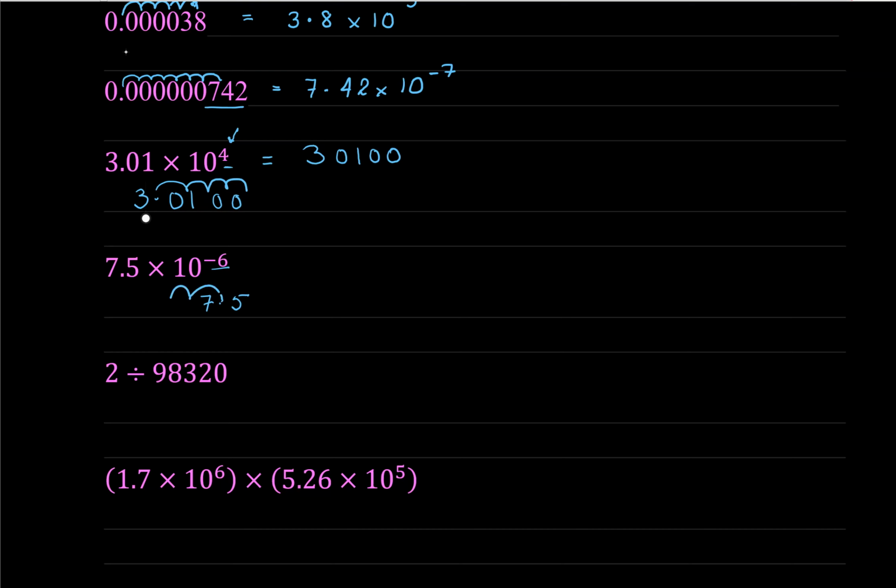So 1, 2, 3, 4, 5, 6. That's where we put our decimal, and we fill all of these with zeros. Now I like to put a 0 in front of my decimal just so it doesn't get lost. So there it goes. So 0.000007 5, so 0.0000075. And there we have it.